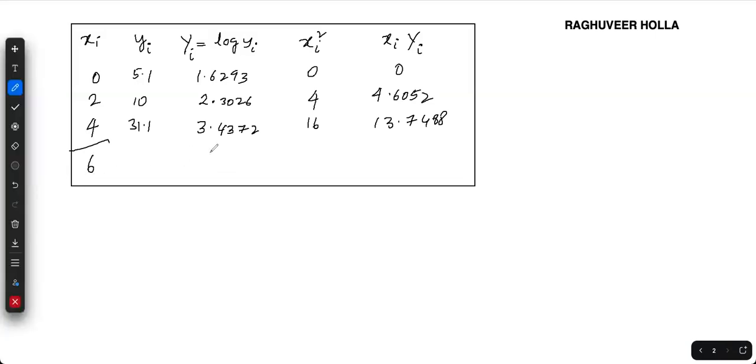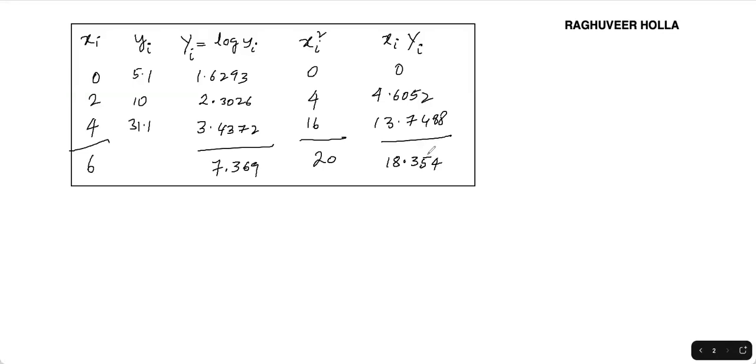The summation of xi will be 6 here. This I don't want, so I want summation of capital Yi, which is 7.369. Please check it. And summation of x square is 20, and summation of x into capital Y is 18.354. Please check your answers.